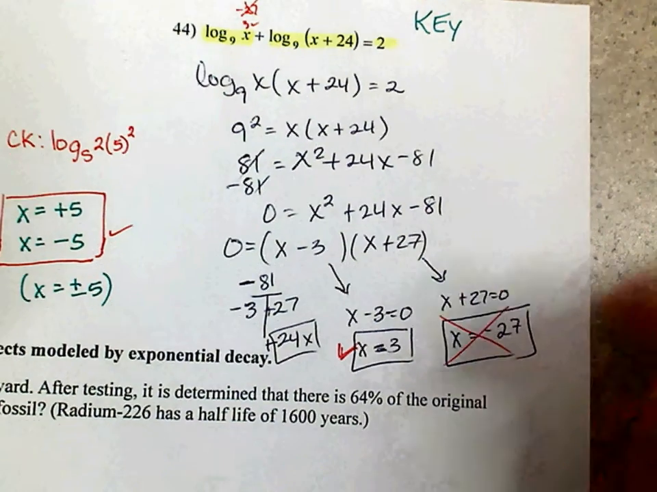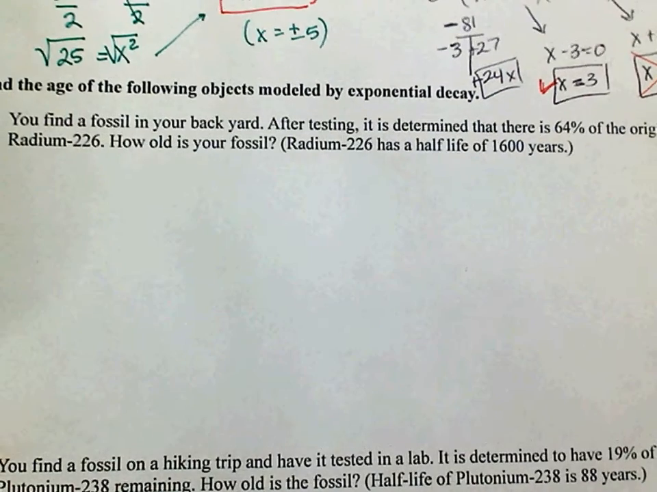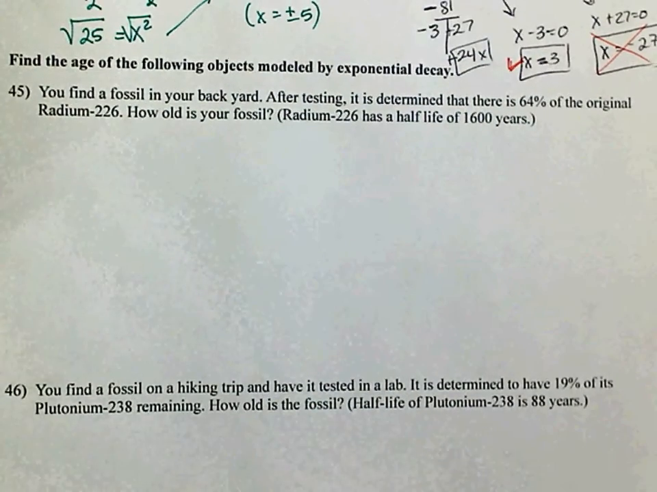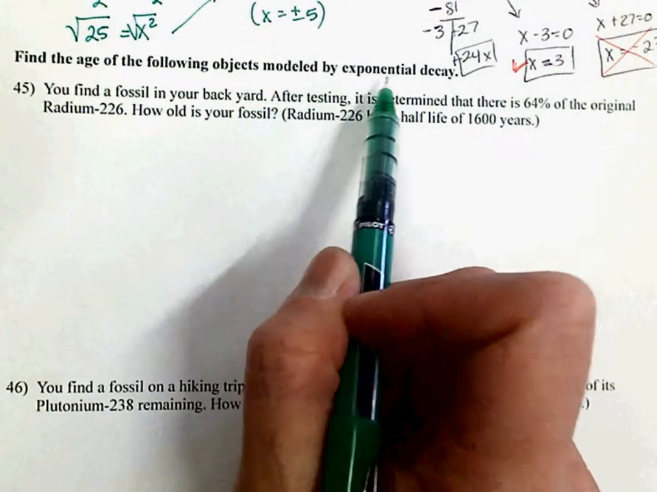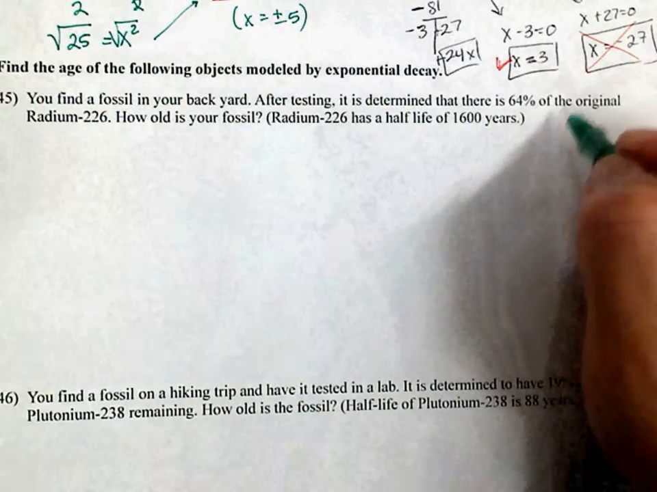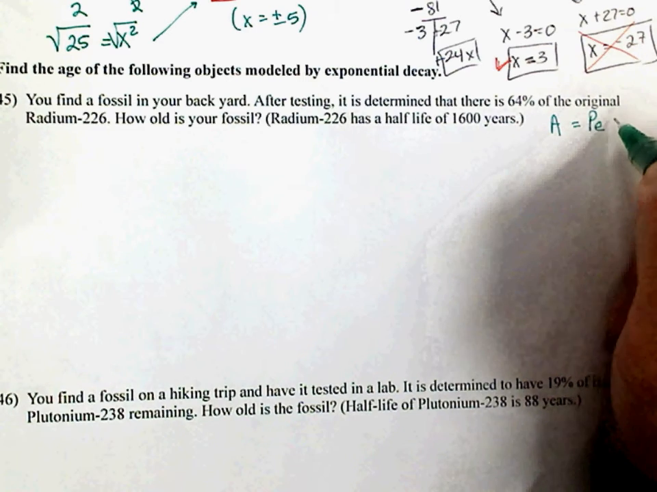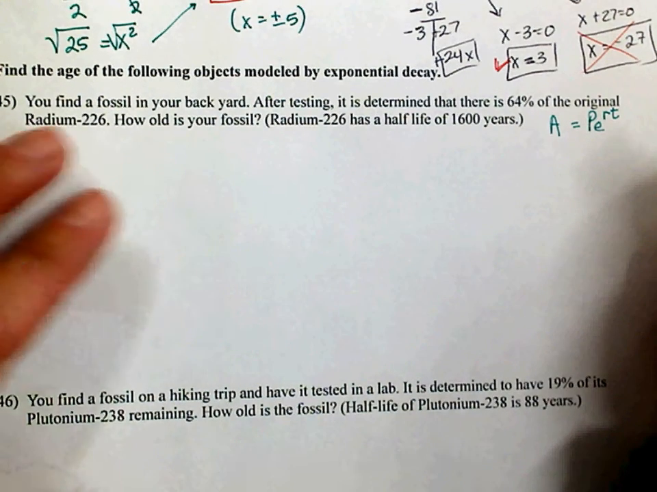All right, let's go to radioactive decay. Here we go. I'm going to move this up a little bit so you can read the whole thing. Find the age of the following objects modeled by exponential decay. The formula you're going to use is A equals P times Euler's number raised to the rate times time. You find a fossil in your backyard.